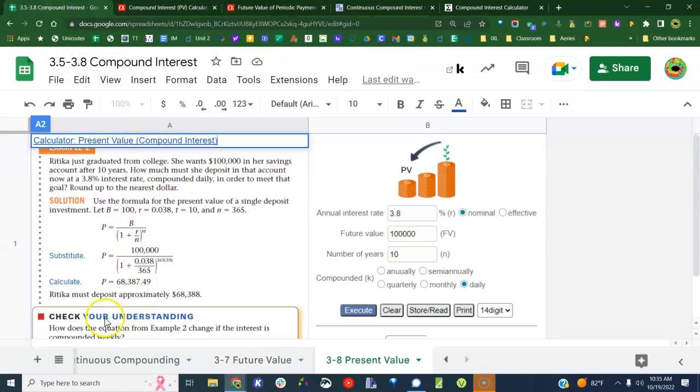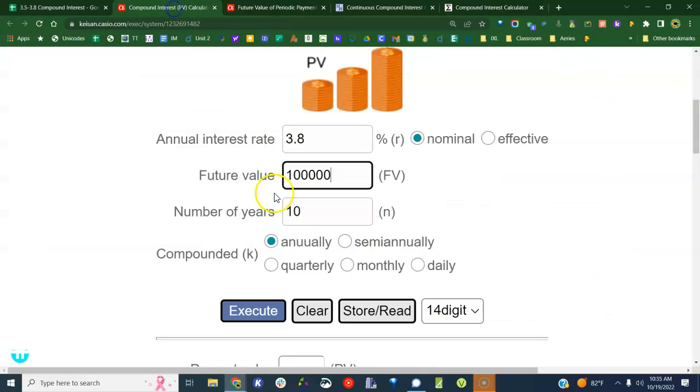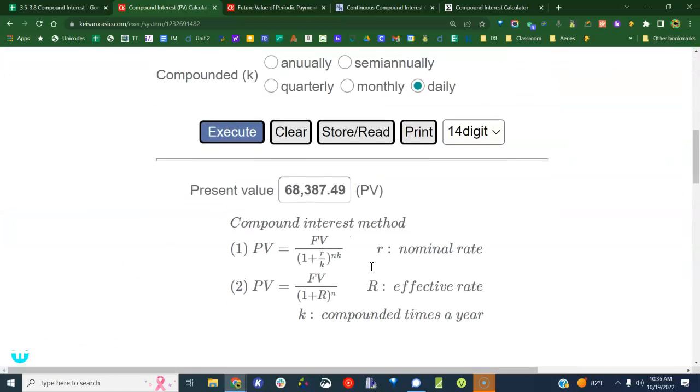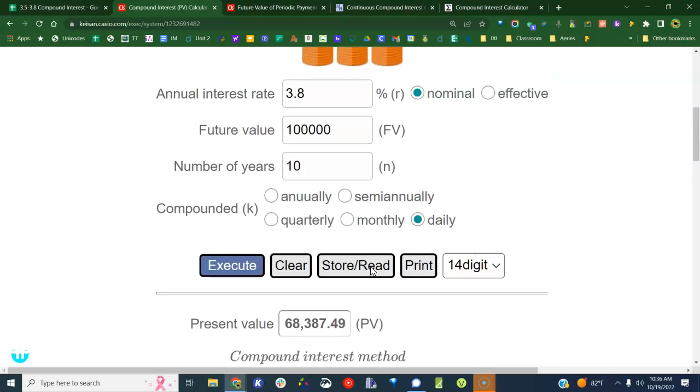Okay. And this particular problem is 10 years, and it's compounded daily. After 10 years, I want to have that goal reached, and it's compounded daily. All right. So turns out you have to start off with quite a bit in order to get that amount. You have to start off with $68,000. Put that much away right now, and that will end you with $100,000 in 10 years if it's at 3.8%.